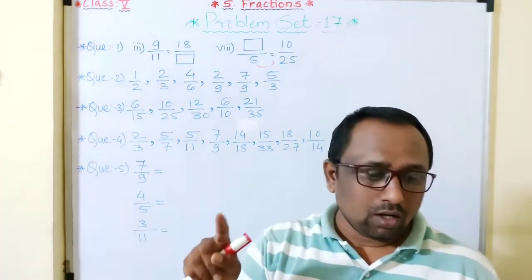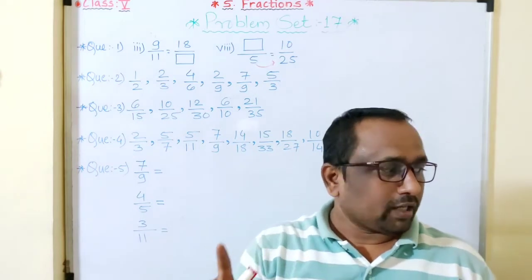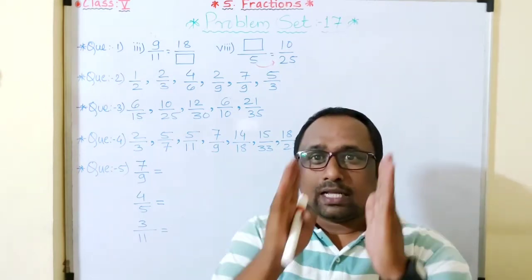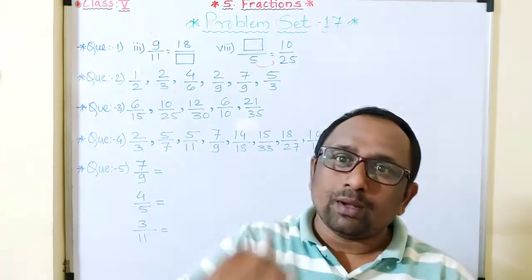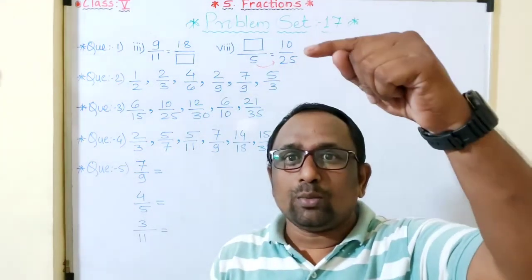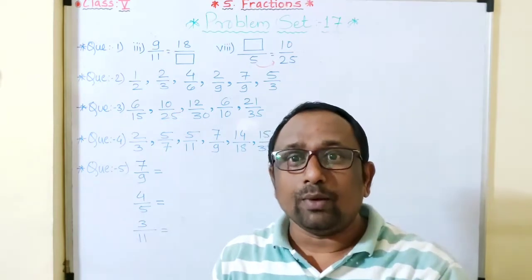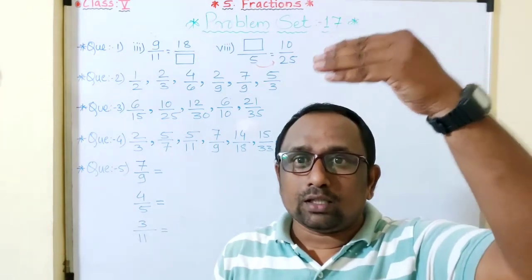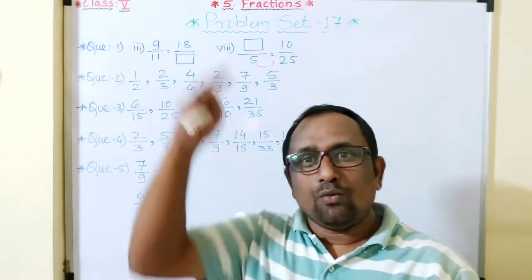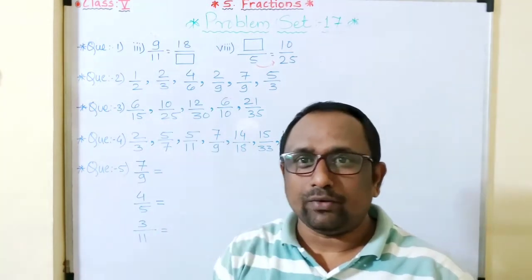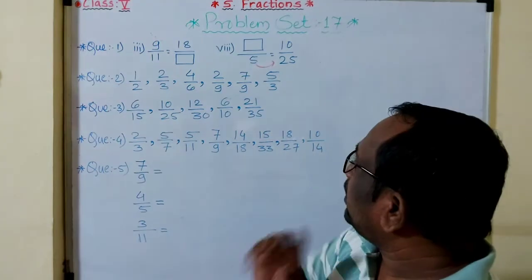So what they said, find an equivalent fraction. Equivalent I told you before. So equivalent fraction means you have to multiply the numerator and denominator by the same number. If you multiply 2 to the numerator, then you have to multiply the denominator by 2. If you multiply 3 to the numerator, you have to multiply 3 to the denominator. 4 4, 5 5, 6 6, that way. Okay, so I will explain just one example.